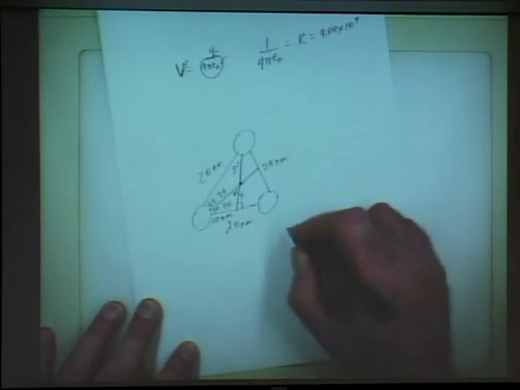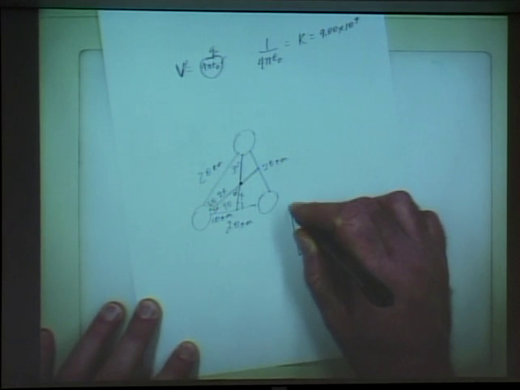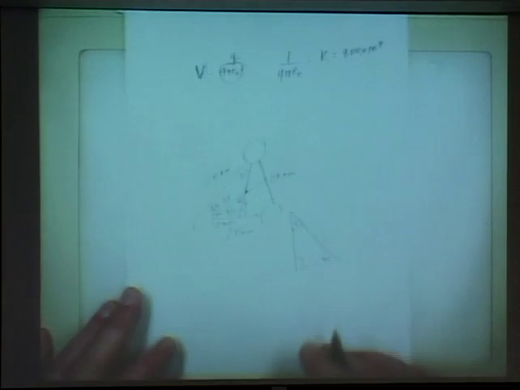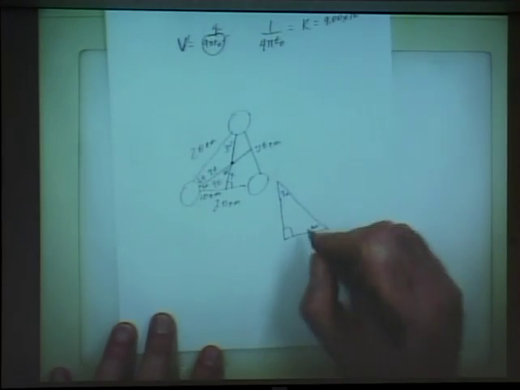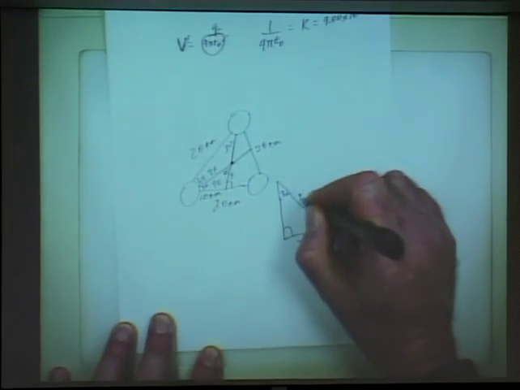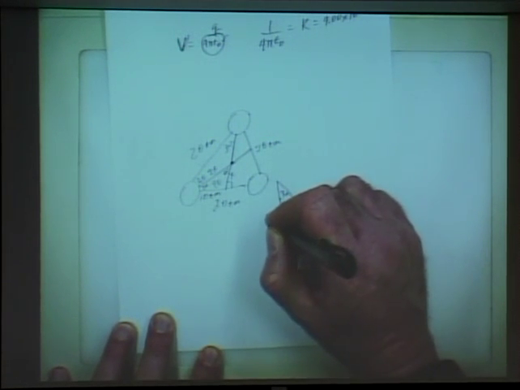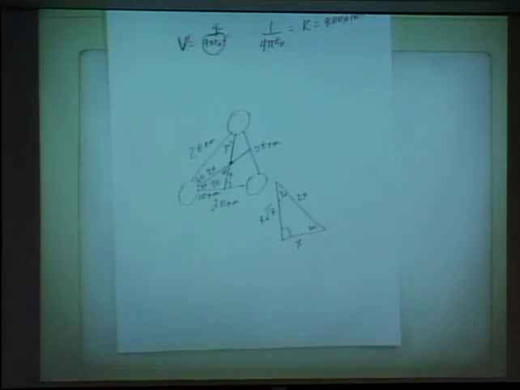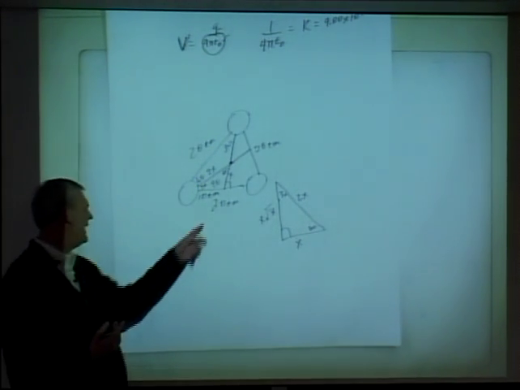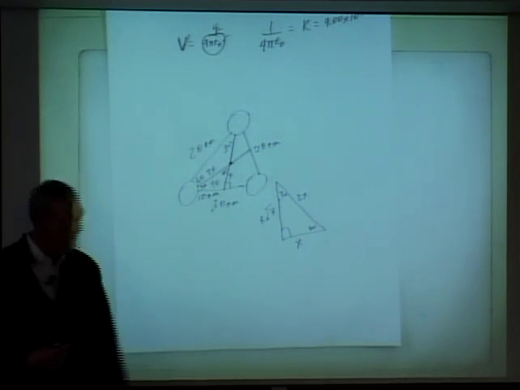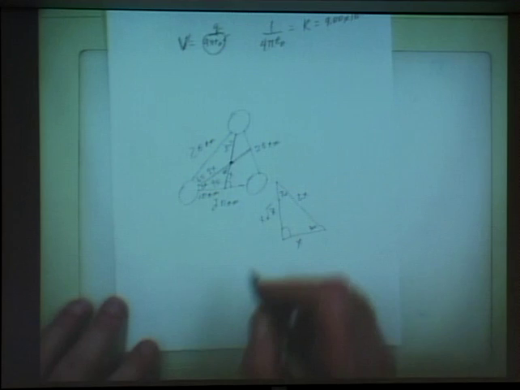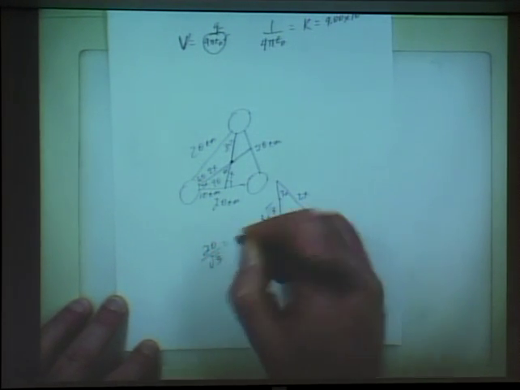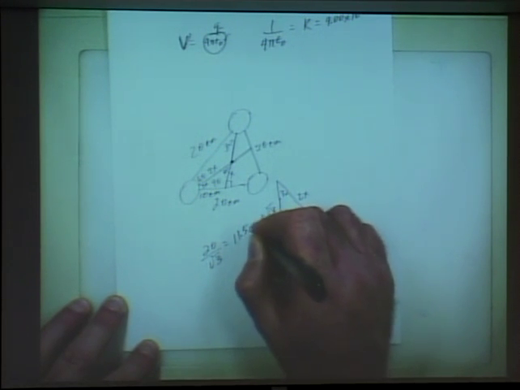In other words, on a 30, 60, 90 triangle, here's 60, 30, 90. If the short end is x, the hypotenuse is 2x, and this end is x times the square root of 3. That's just the nice properties of a 30, 60, 90. So this distance of 2x is actually equal to 20 over the square root of 3, which comes out to be about 11.5 centimeters.